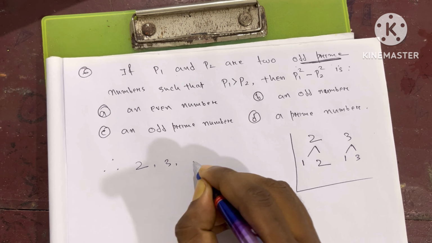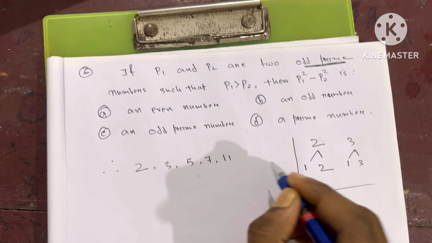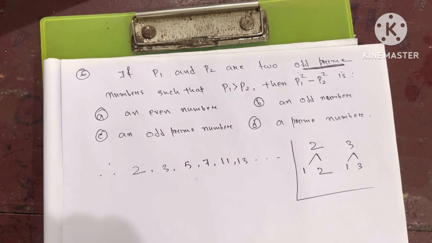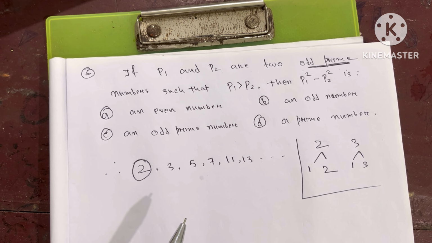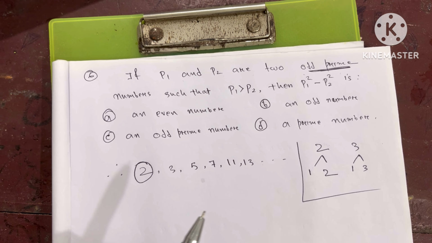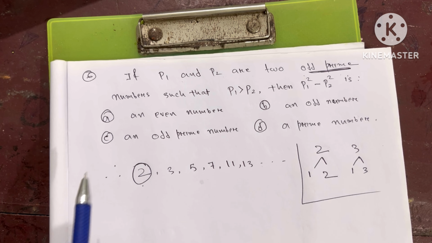So as you know, the prime numbers are 2, 3, then 5, then 7, then 11, then 13, and so on. Other than these, the others are odd prime numbers. Means there is only one even prime, that is 2. So now you move to the question.